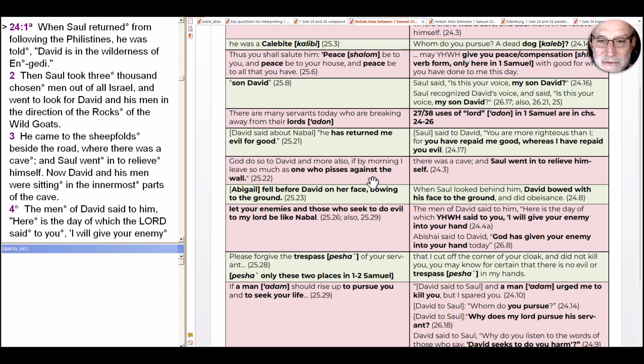Then another interesting parallel, and pious readers of the Bible may be a little embarrassed about this, but the authors are certainly not, and we'll see there's more sexual innuendo. So David says, God, do so to David and more, if by morning I leave so much as one who pisses against the wall, which is to say of Nabal's men.